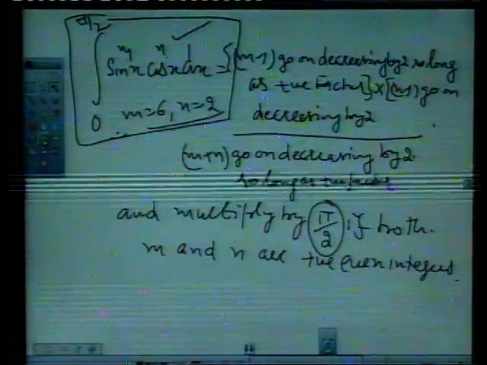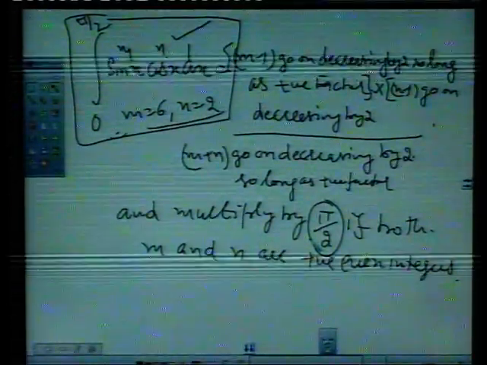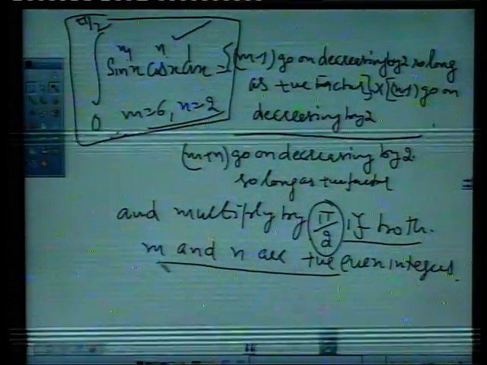Let us recall, yes, and multiply by pi by 2 if both m and n are positive even integers.